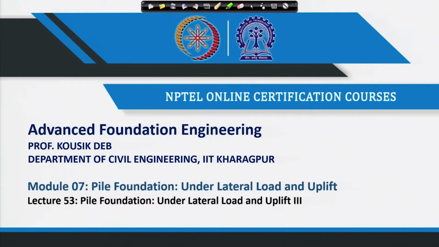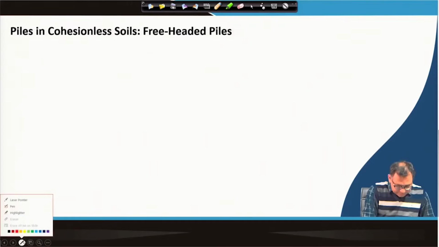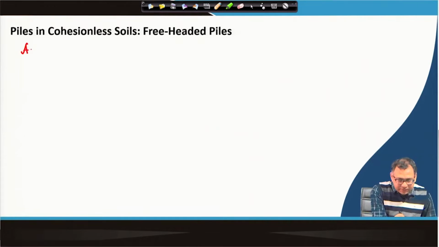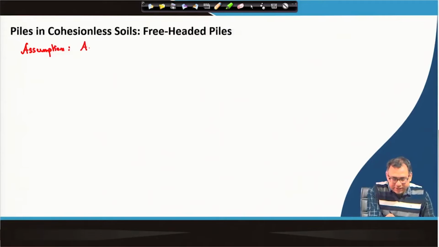So, in this class I will discuss how we can determine the ultimate lateral load for a pile in cohesionless soil. The main assumptions are, and this is also based on Broms' theory, that the active earth pressure contribution is neglected.